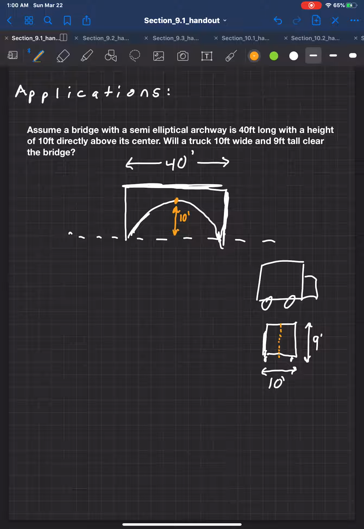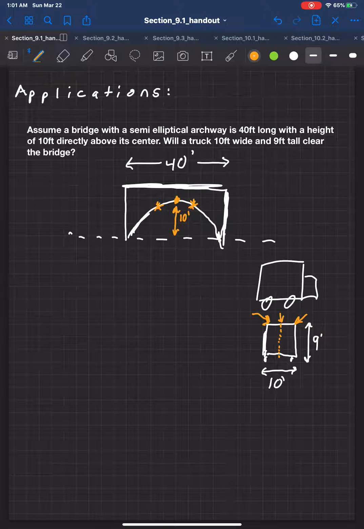So, well, let's agree that right in the middle, if my truck is only 9 feet tall and I have 10 feet of clearance, then I'm not worried about making contact with the bridge directly above its center, right? Does that make sense? That if I'm going to make contact with the bridge, it's going to come from the corners here, right? If I'm going to make contact, it would be, say, here and here, right?